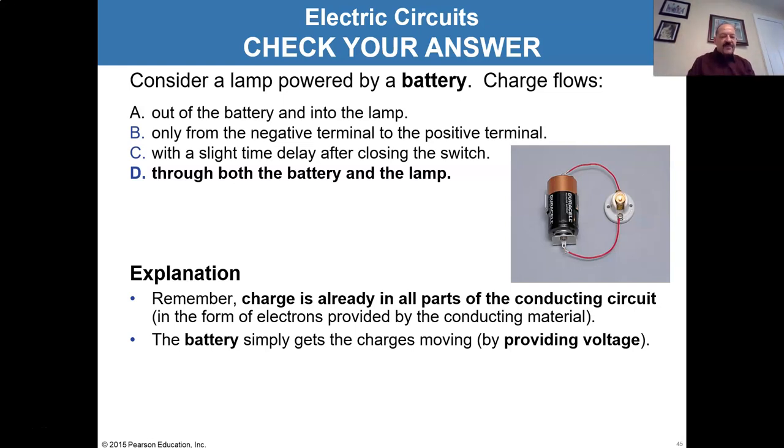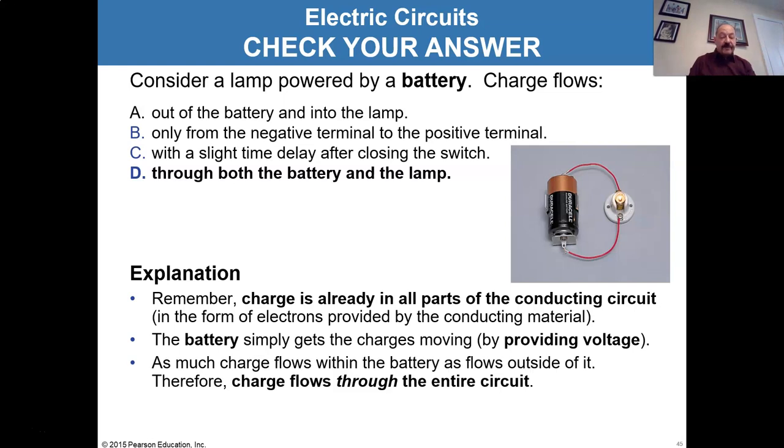Okay, so charges are the electrons that are already in all parts of the whole circuit, and that's the electrons that are throughout it. The battery is simply providing the voltage, the driving force that moves them. It's the driving force that creates the electric field that appears instantly when you close the switch.